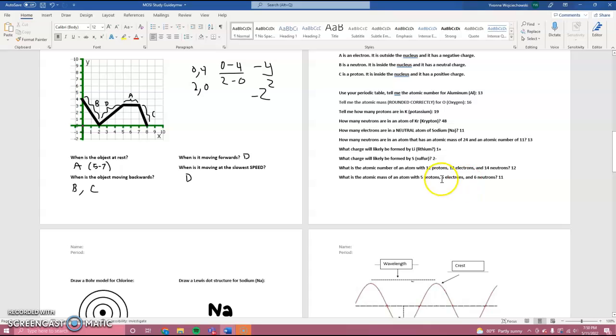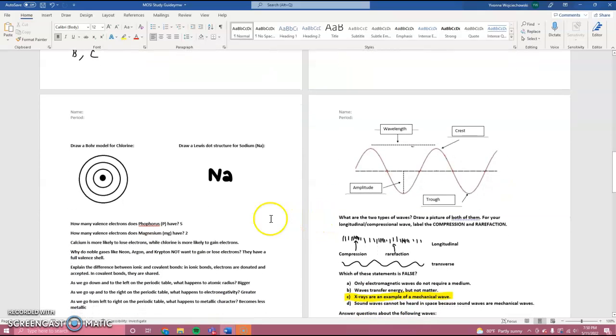That is 11. Electrons here. Did I say electrons there? 5 protons plus 6 neutrons is 11. We are leaving out the electrons because electrons don't have mass.